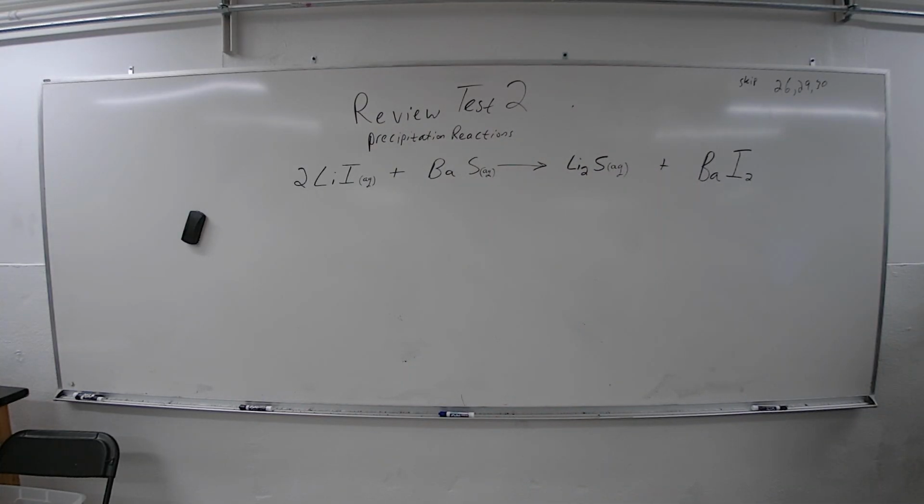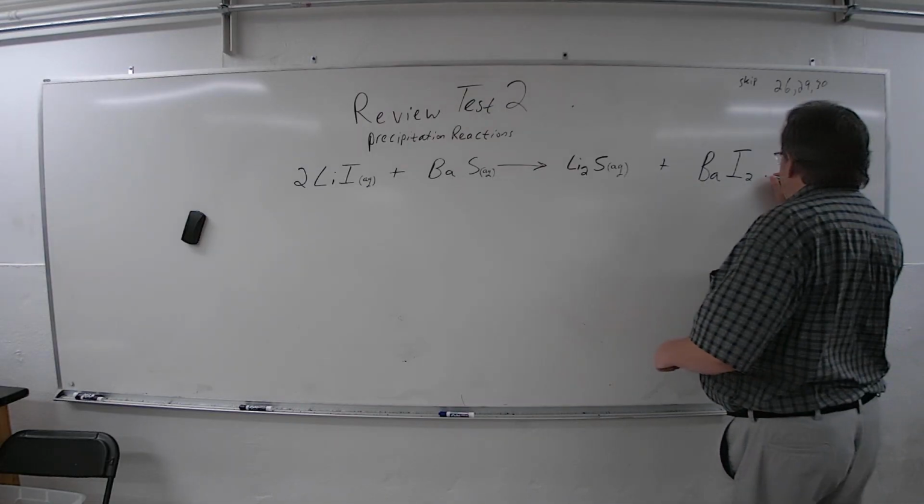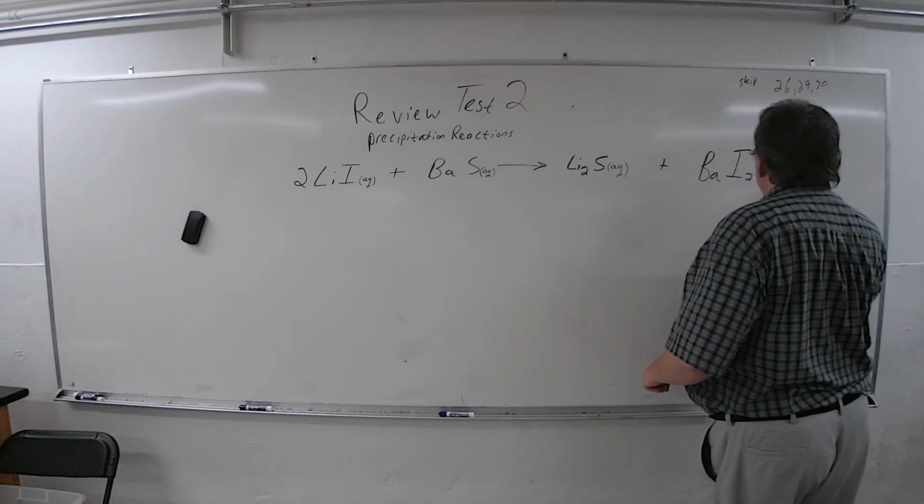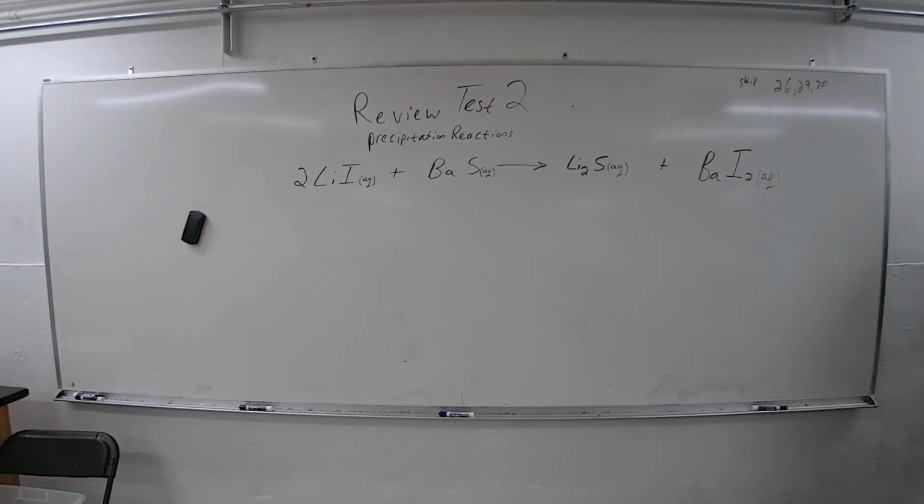Iodide is up here. Everything iodide is soluble except for these, except for silver, Hg2, and Pb. So is that one soluble? Yes. So there's no precipitate, so what you say for that one is no reaction. That was number 51.